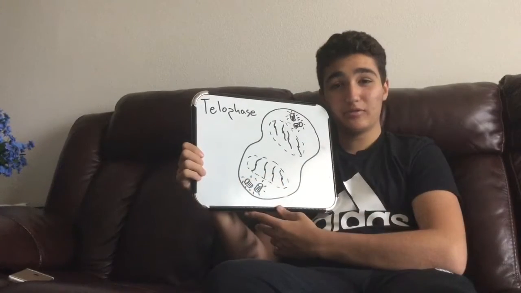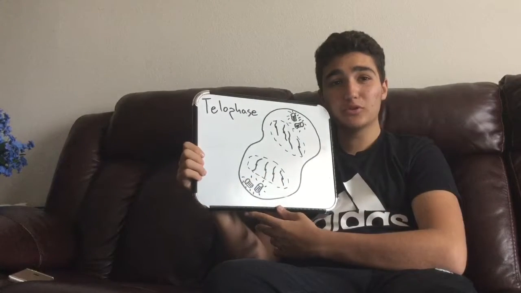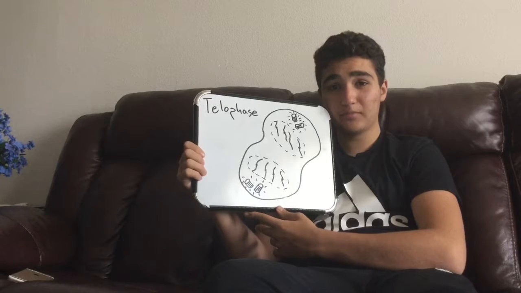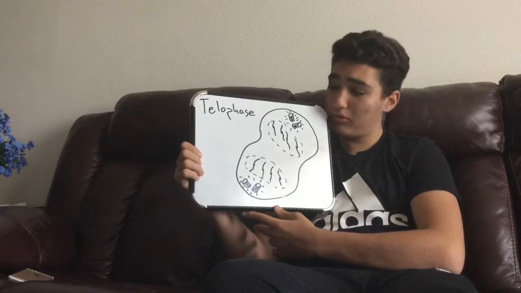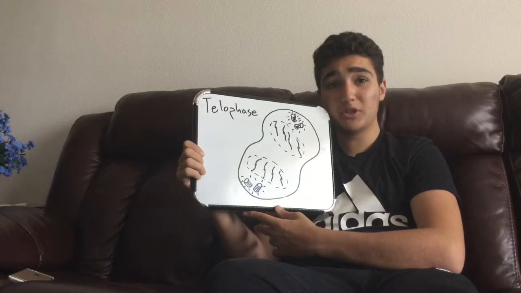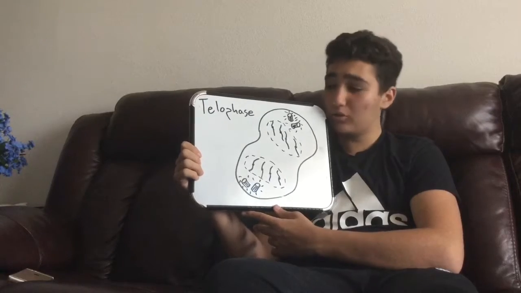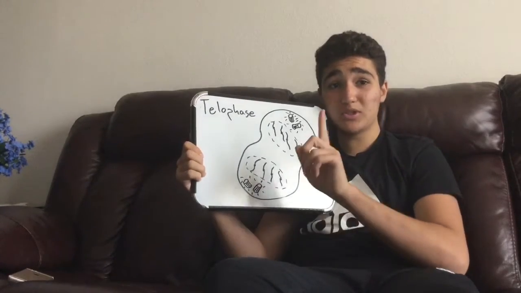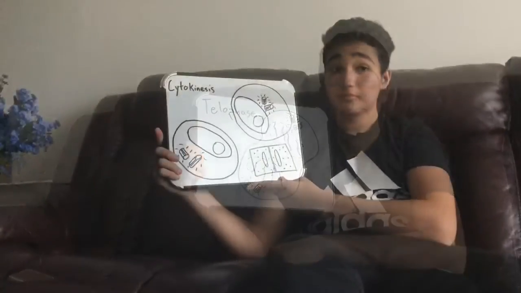Final phase is telophase. During telophase, the chromosomes begin to loosen into chromatin. The nuclear envelope also begins to reform around each cluster of chromosomes. The spindles begin to break apart and the nucleolus becomes visible in each nucleus. Even though mitosis is complete, there is one more step before the cells can fully divide.